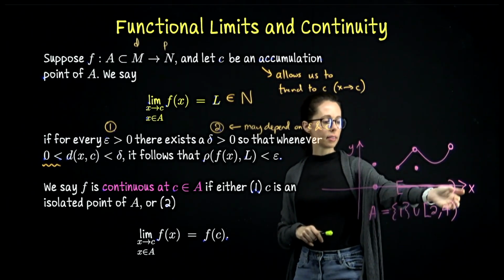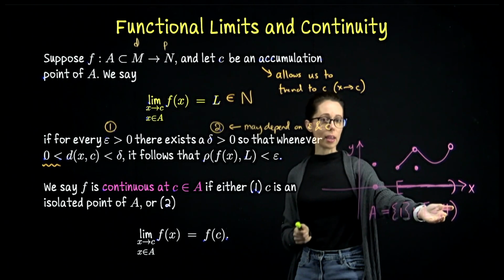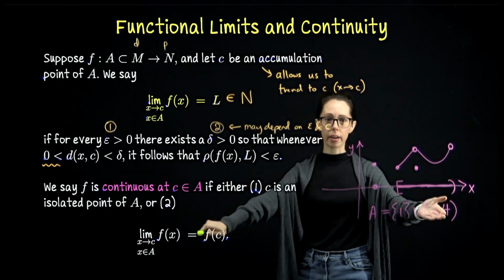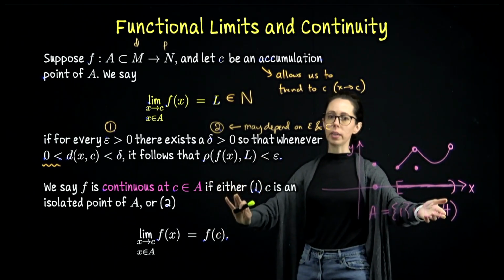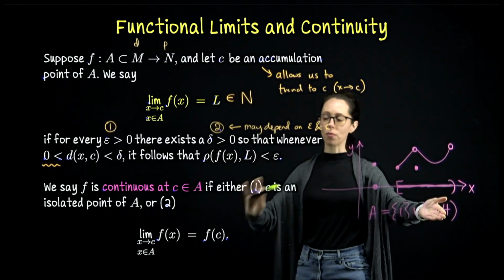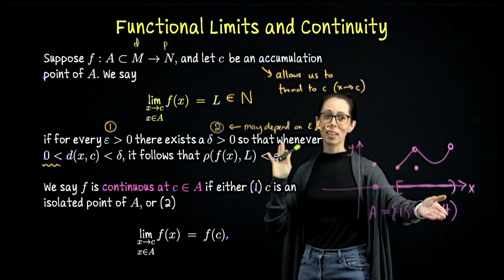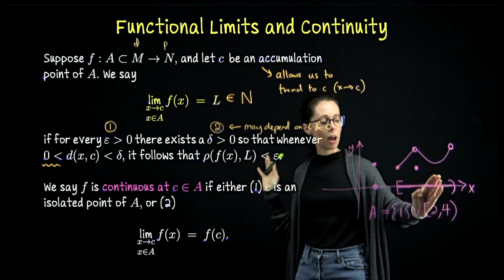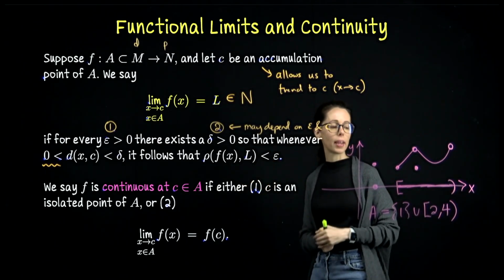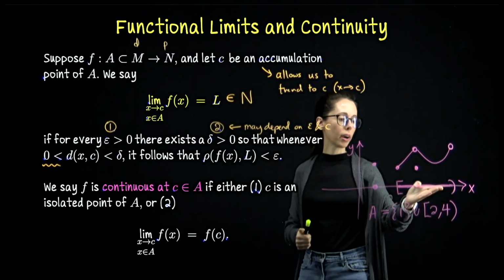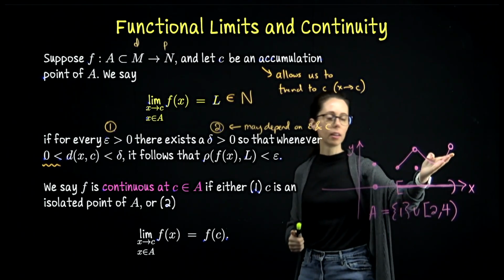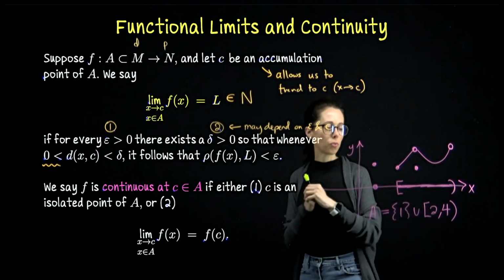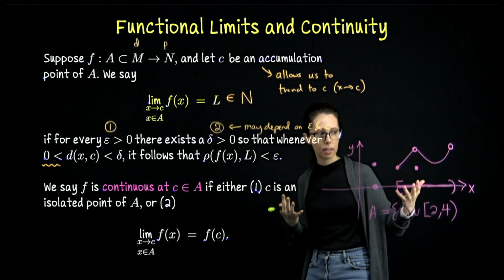Here, 4 is not in the domain. So our function is not continuous at 4. It's not an isolated point. It's not an accumulation point. It's not in the domain. It doesn't make sense to assess continuity outside of the domain. So functions can only be continuous or not continuous in their domain. So 4, however, is an accumulation point of the domain. And as we approach 4, say from the left, our output values are tending to something. So the limit as x approaches 4 in the domain does exist.